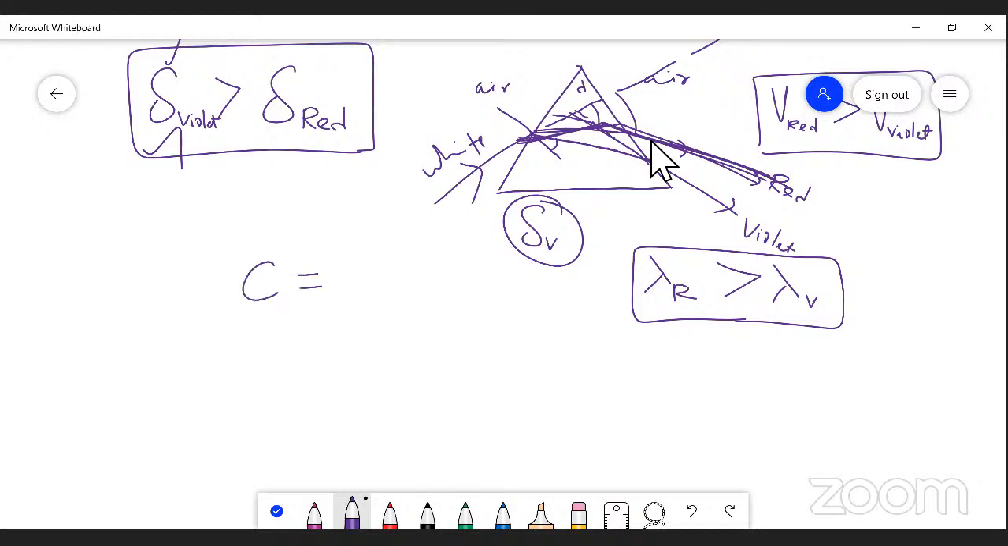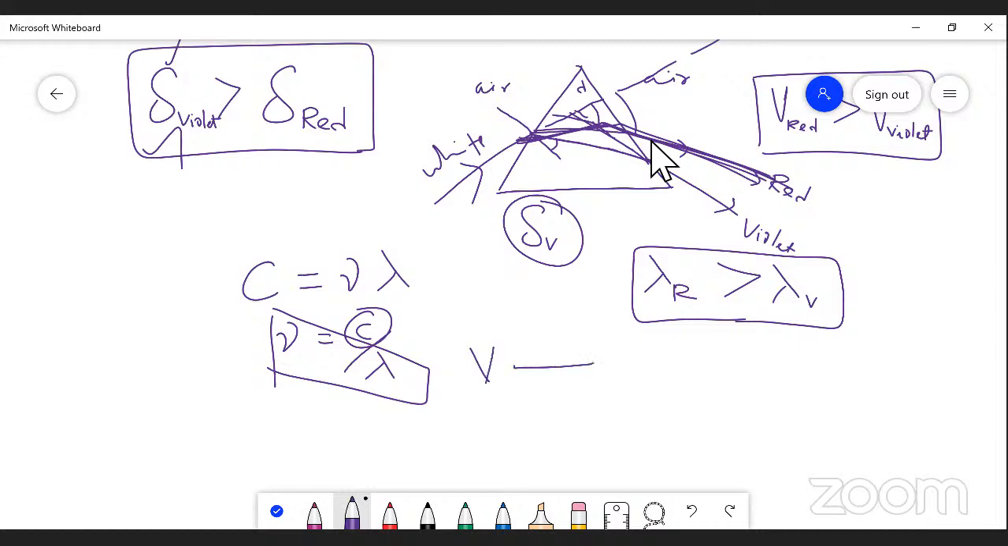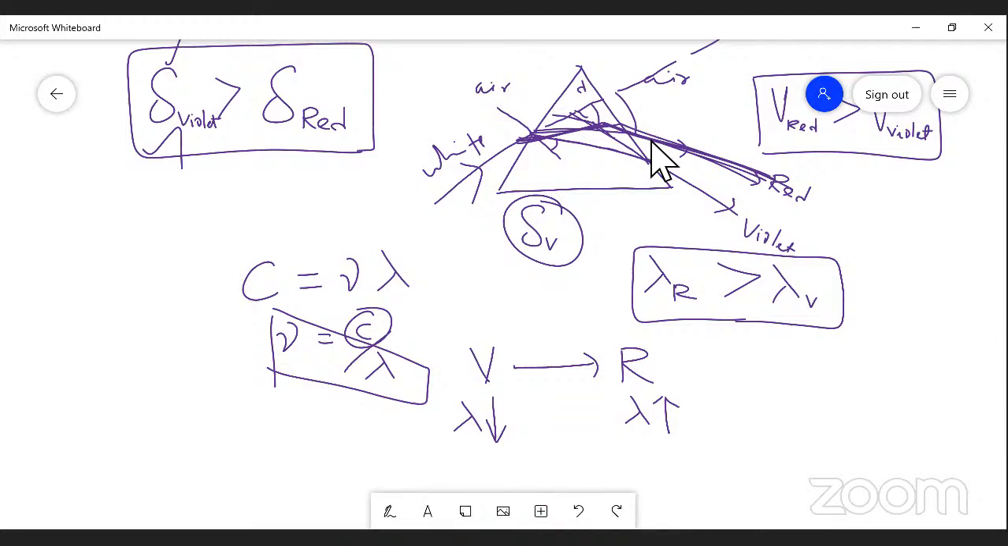So the relation between wavelength and frequency: c = nu lambda, and nu = c divided by lambda. c is the velocity of light, which is constant in the medium of air and vacuum. The relation between frequency and wavelength is inversely proportional. So from violet to red, wavelength is maximum for red and minimum for violet. Inversely proportional means wavelength maximum, frequency minimum.